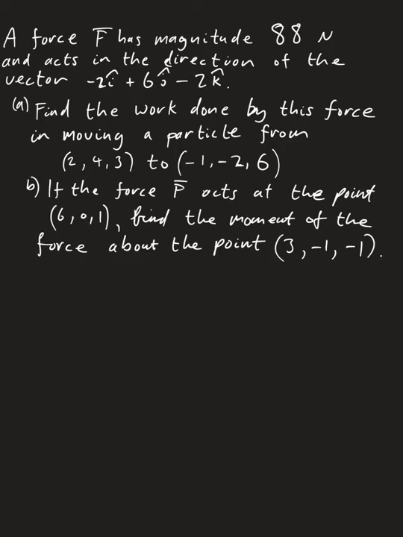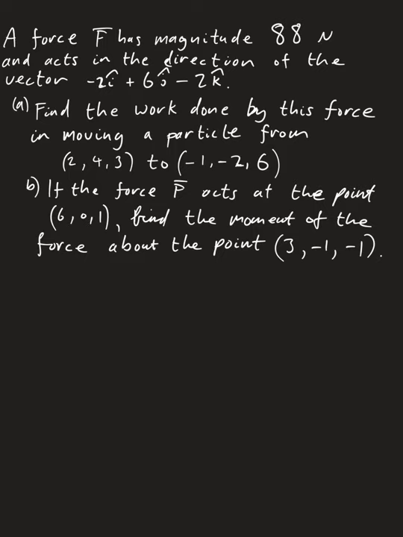This is an example on calculating the moment of a force around a particular point, or the work done by a force in moving an object from one point to another. So the question is, a force F has magnitude 88 newtons and acts in the direction of the vector minus 2i plus 6j minus 2k. We find the work done by this force in moving a particle from (2, 4, 3) to (-1, -2, 6), and then if the force acts at the point (6, 0, 1), find the moment of the force about the point (3, -1, -1). So we start off by finding the force itself.